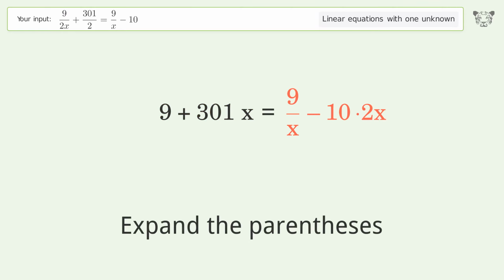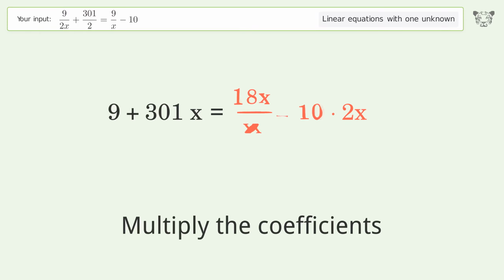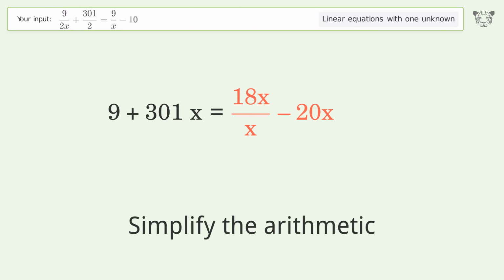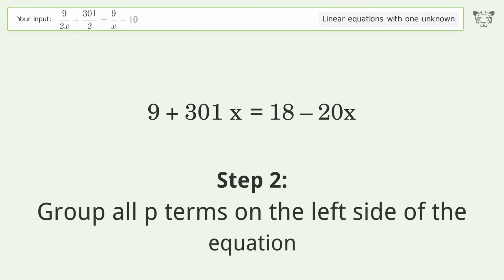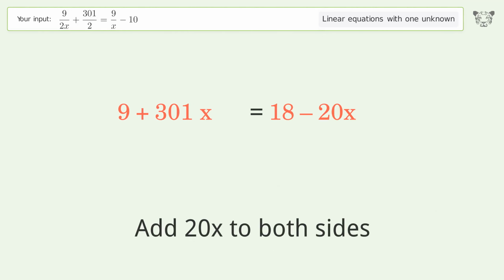Expand the parentheses. Multiply the coefficients. Simplify the arithmetic. Group all p terms on the left side of the equation. Add 20x to both sides.